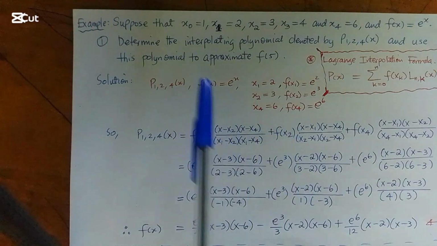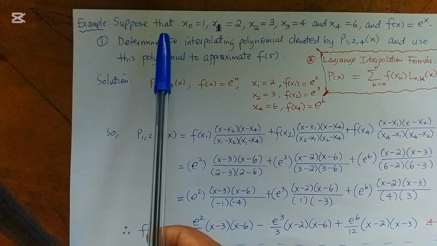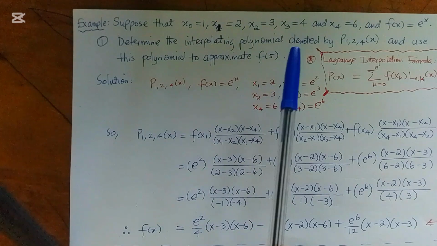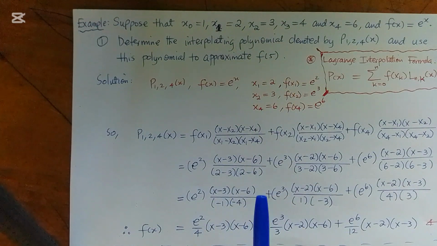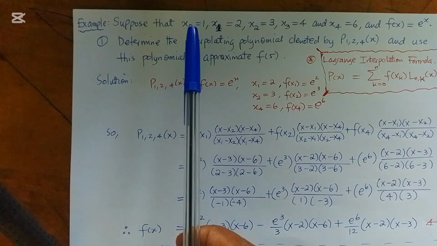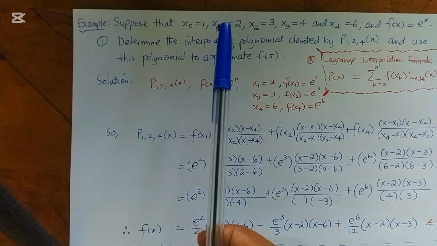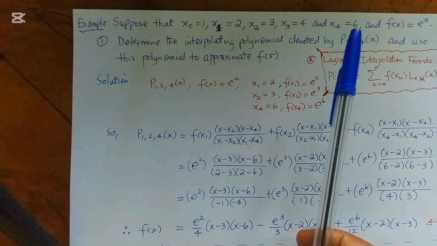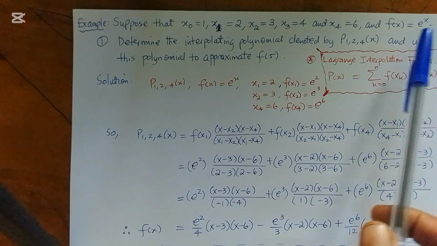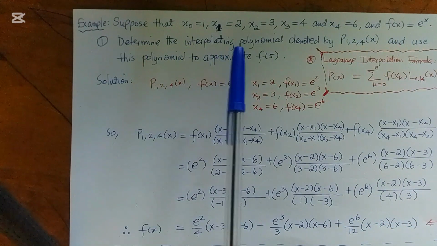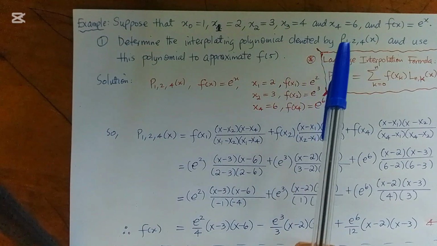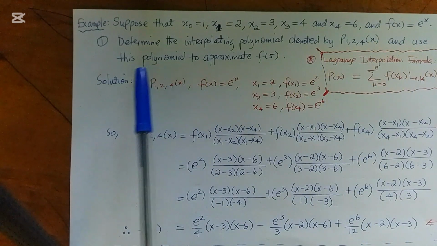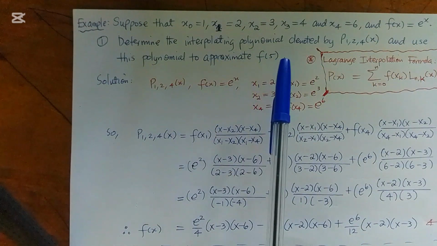In this video, I'm going to go through explaining how the answers to the example and the Lagrange Interpolation Formula is calculated. Now, our example reads: suppose that x0 equals 1, x1 equals 2, x2 equals 3, x3 equals 4, x4 equals 6, and f of x equals e to the x. Determine the interpolating polynomial denoted by P1,2,4 of x and use this polynomial to approximate f of 5.